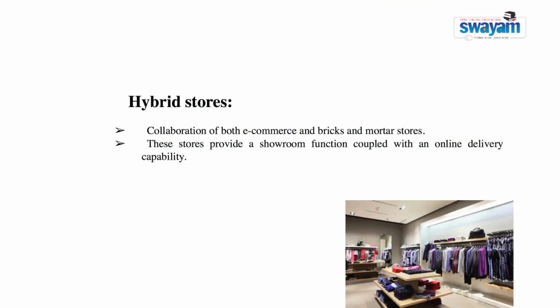in the digital format. One feasible solution to this is the concept of hybrid stores, which provide a showroom function carrying a very broad range of items but very few of each particular item, coupled with an online delivery capability. Retailers like Reliance Trends have started experimenting with this model by offering price benefits on online purchases.